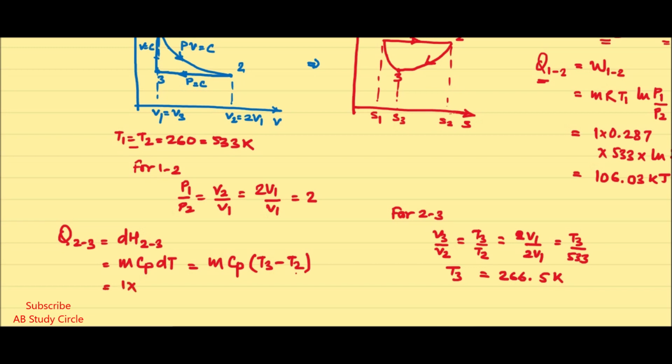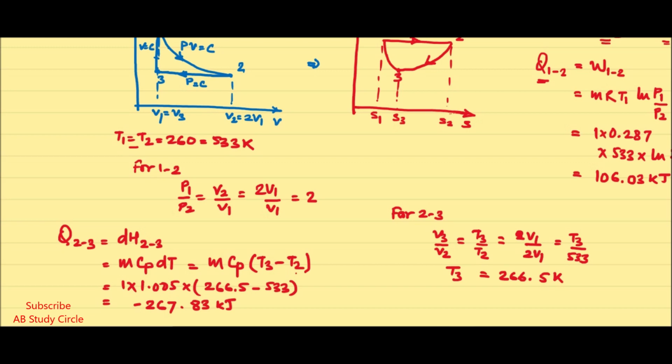Again, we have M as 1. Cp for air is known, that is 1.005 kilojoule per kg Kelvin. And T3 is 266.5 minus T2, which is 533. The value will be minus 267.83 kilojoule.